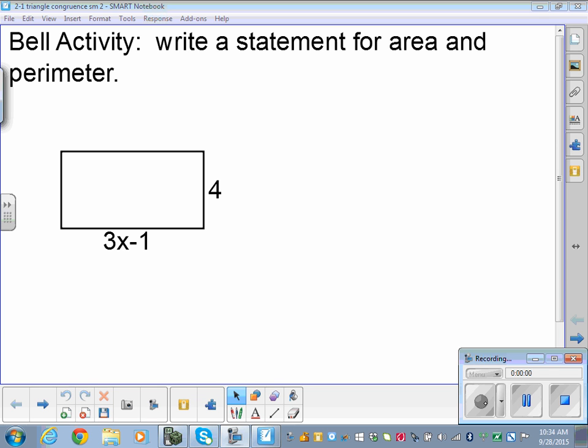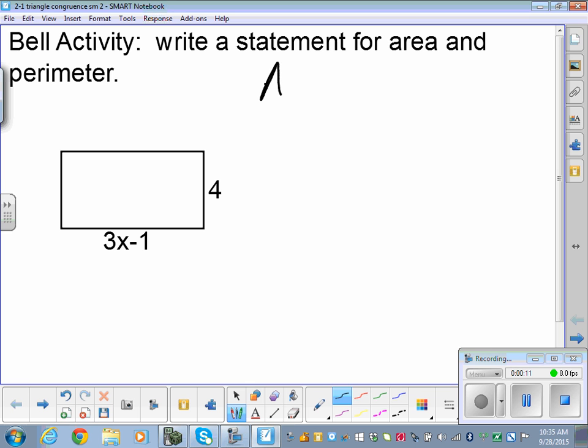All right, so once again, we're given a rectangle. We're asked to find a statement for area and perimeter. So what is area? Well, here we go. What is area? Length times width. Now here's the important thing. It's the entire length times the entire width.